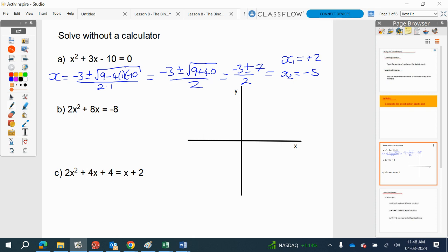On this one, you have to rearrange it to begin with. So we get 2x squared plus 8x plus 8. You've always got to rearrange your equations so they're in the form ax squared plus bx plus c before you use the quadratic formula. When we put them into the quadratic formula, we get minus 8 plus and minus the square root of 8 squared minus 4ac.